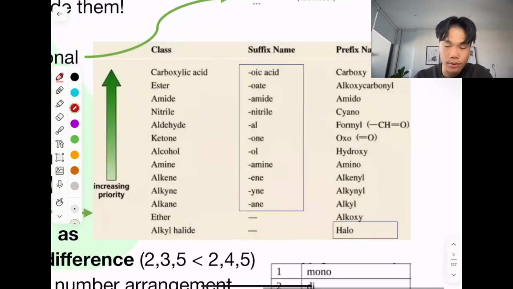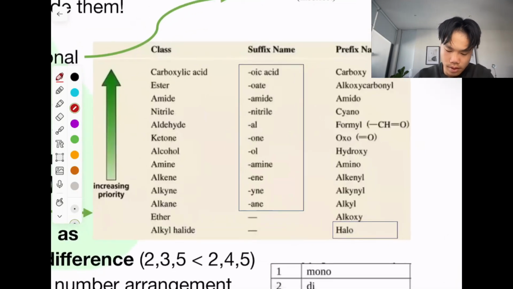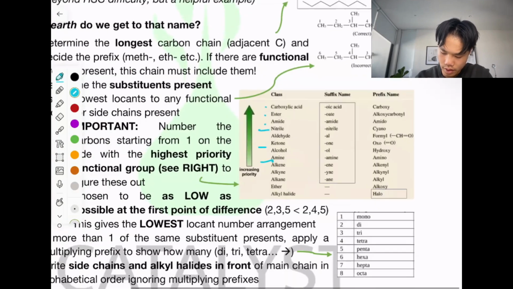The priorities of functional groups, these aren't really too important because for the most part, you only see one functional group per molecule in HSC. But having a general idea of the hierarchy is not a bad thing. So knowing carboxylic acid, ester, amide are really high up. Then you have aldehyde, ketone, then alcohol, amine, alkene, alkyne, alkane, and below.